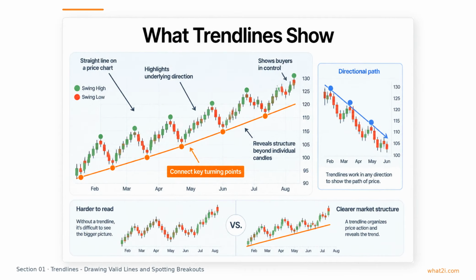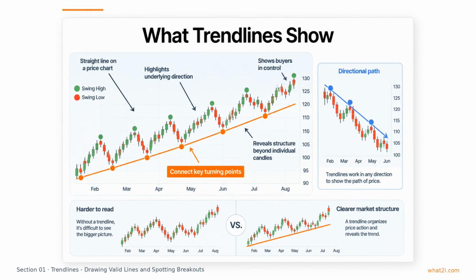Trendlines are one of the simplest tools in charting, but they can tell you a lot when they are drawn correctly. At their core, trendlines help reduce the noise of individual candles and show the path price has been following. By connecting important turning points, they make it easier to see whether buyers are steadily pushing the market higher or sellers are steadily pressing it lower.